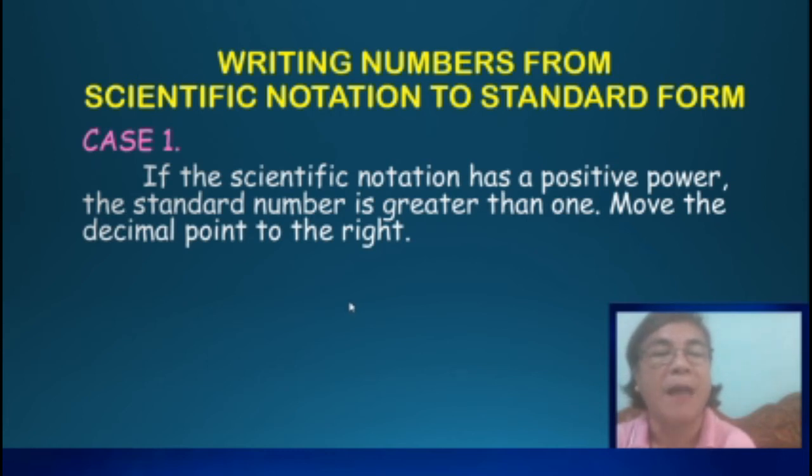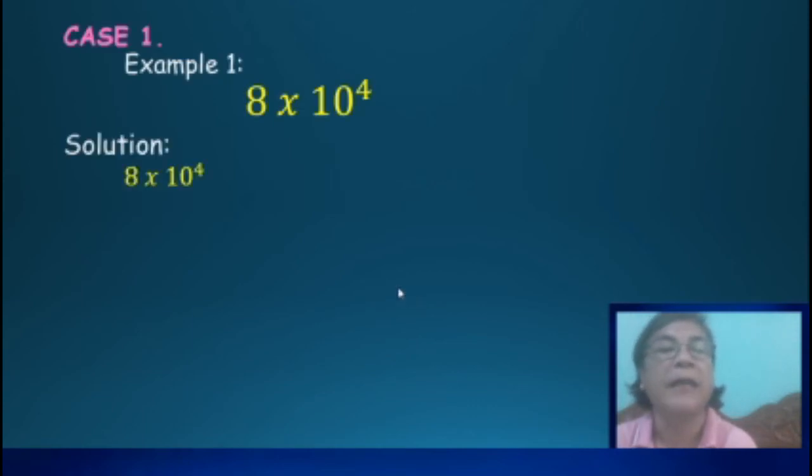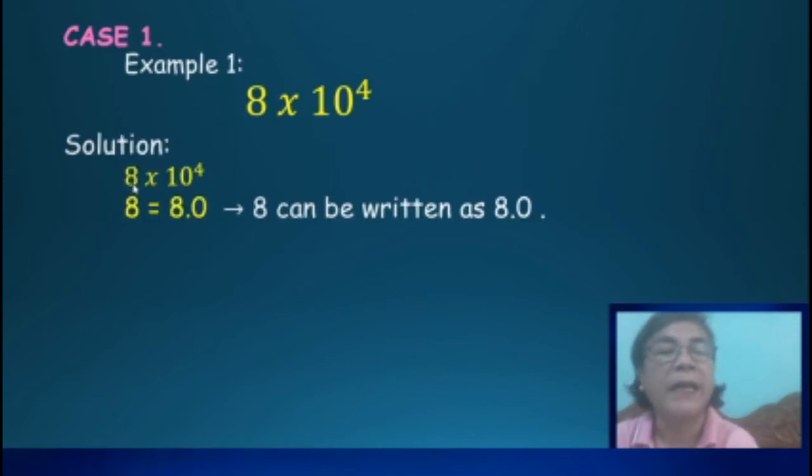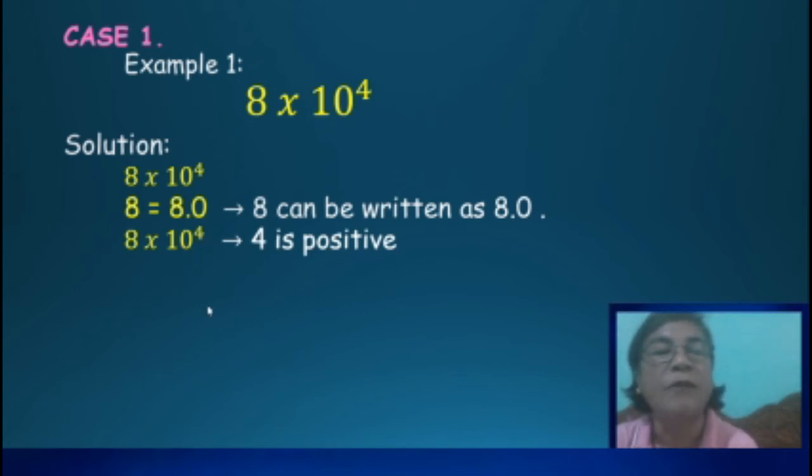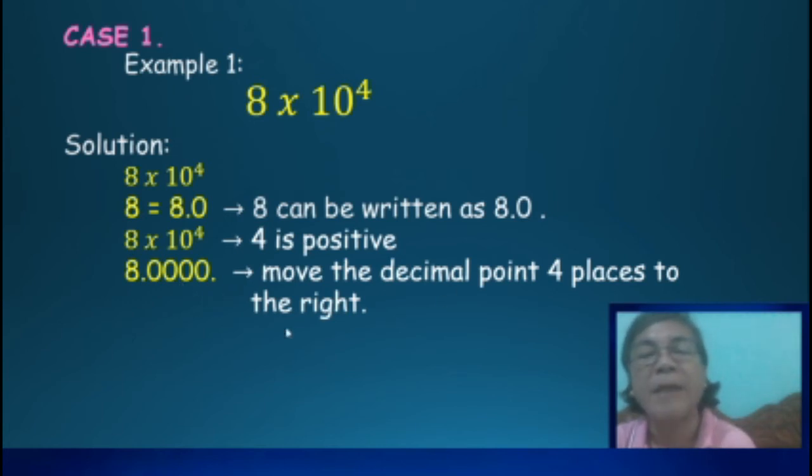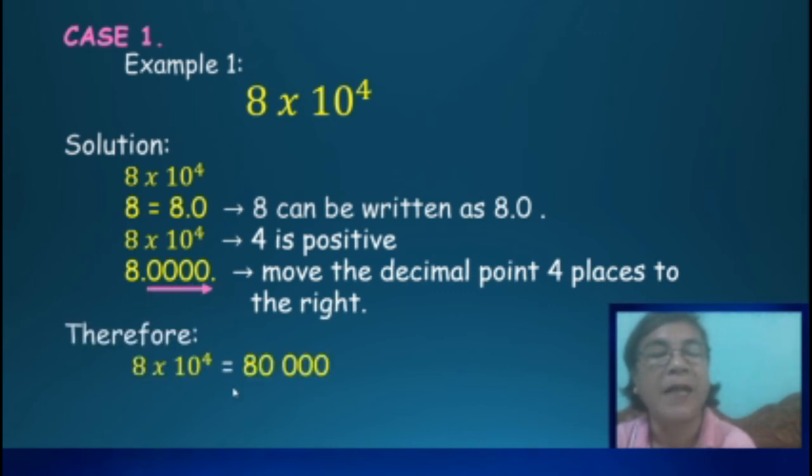Okay, let's have this example. 8 times 10 raised to the 4th power. Okay, the solution would be, it is understood that 8 will have the decimal point at the end, right? So, 8 is written as 8.0. Now, since the exponent here is positive 4, we move to the right. How many times? 4 places. So 1, 2, 3, 4. So our final answer is 80,000.